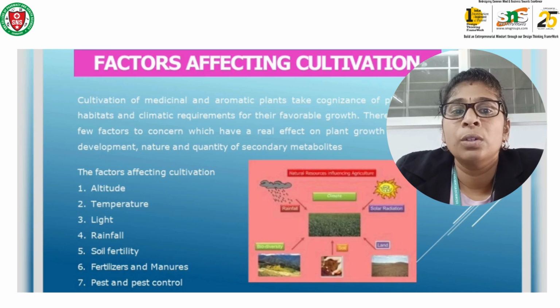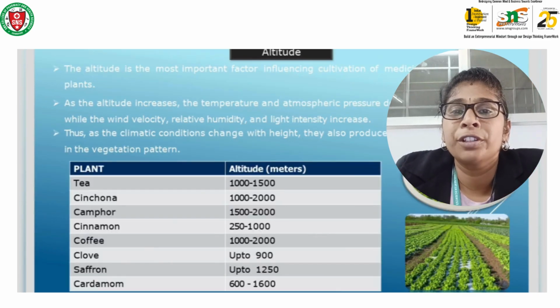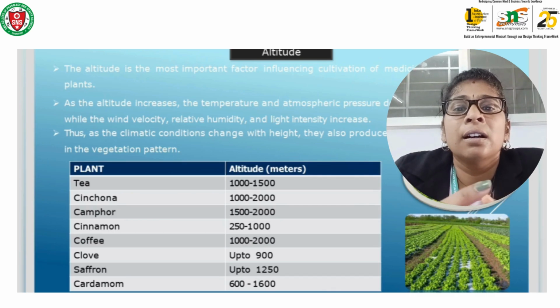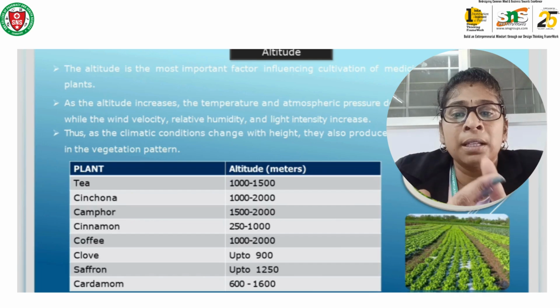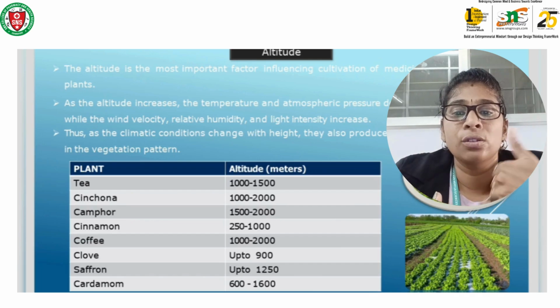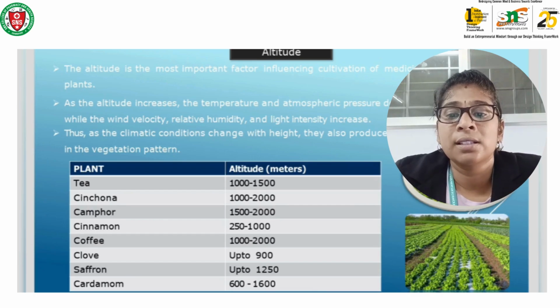I hope you understand how climatic conditions or other factors influence the growth of the plant, the quantity of phytoconstituents, and the quantity and quality of the yield. So what are the factors influencing the cultivation of medicinal plants? The altitude, second temperature, third light, fourth rainfall, and then soil fertility, fertilizers and manures, and pest control. These are the 7 major factors influencing the cultivation of medicinal plants.